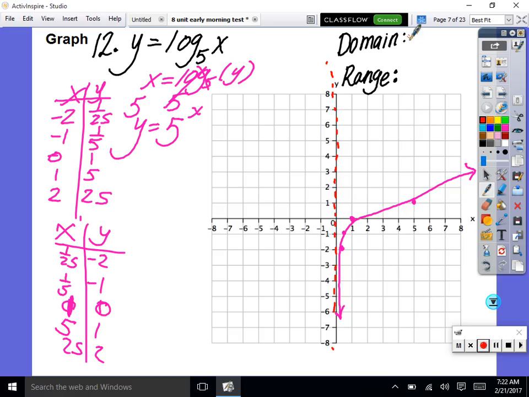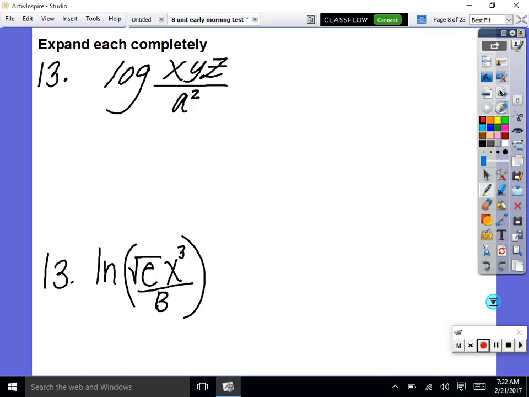Okay, so our domain is 0 to infinity, isn't it? Not including 0. Our range is going down forever, up forever, so all real numbers. For a log. Okay, it says expand each completely. I think this is too easy on the test.